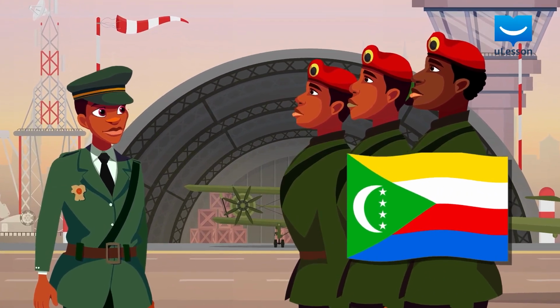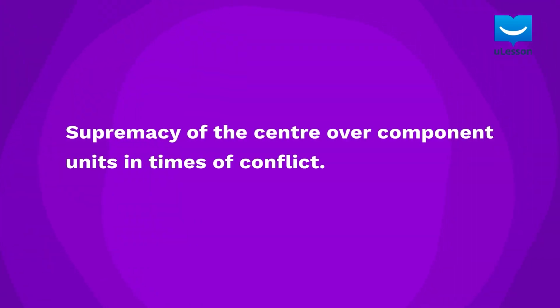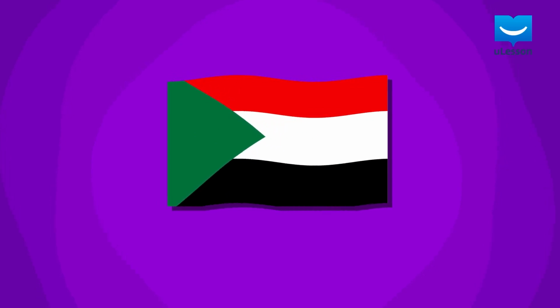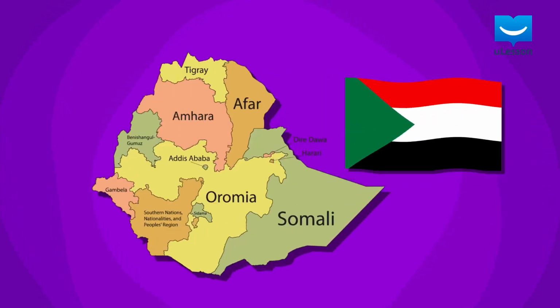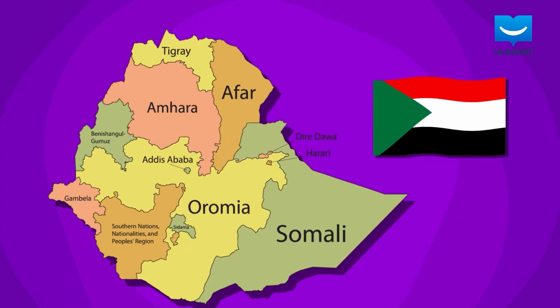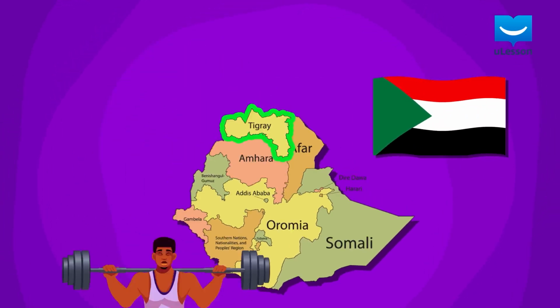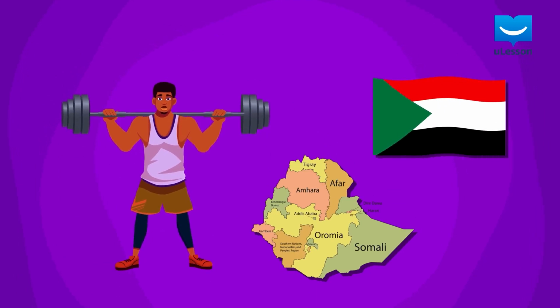Another feature of a federal state is the supremacy of the center over component units in times of conflict between the central government and the component units. For example, let's say a law was made in Ethiopia by the federal legislature. If another law is made by a state in Ethiopia, say Tigray, that contradicts the federal law, the federal law stands.